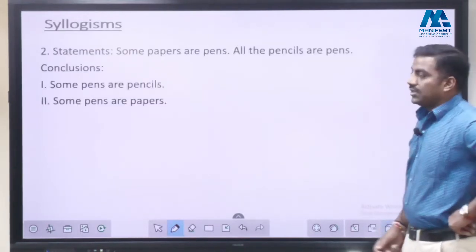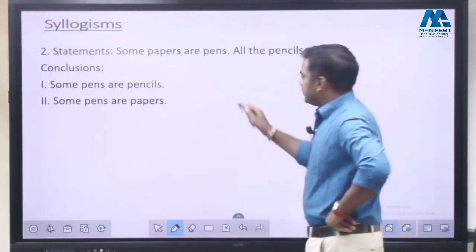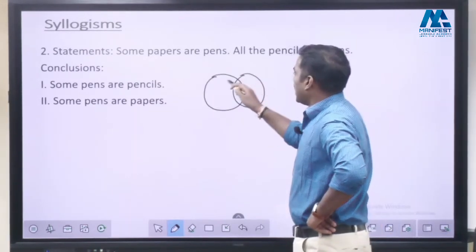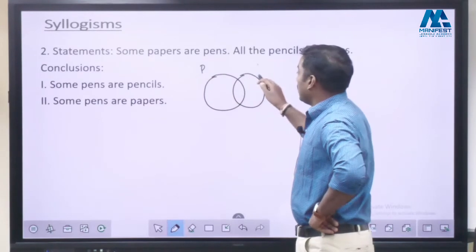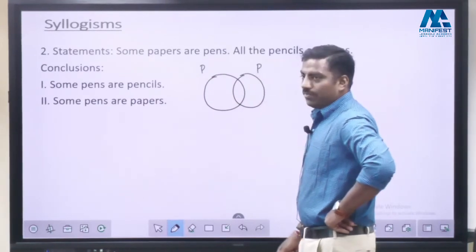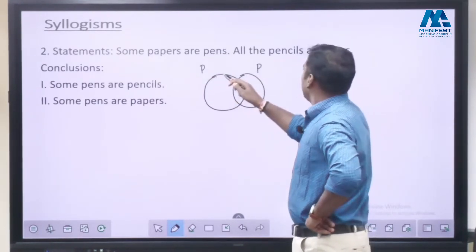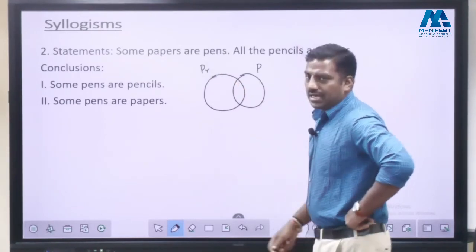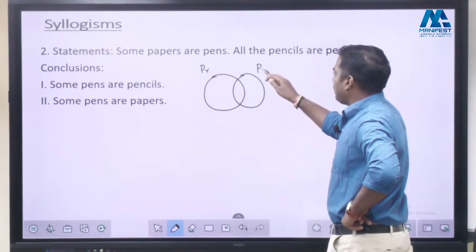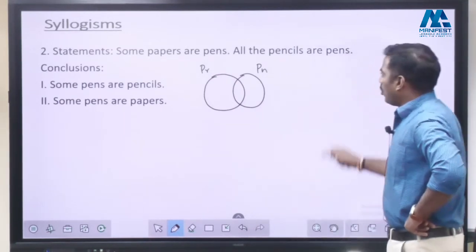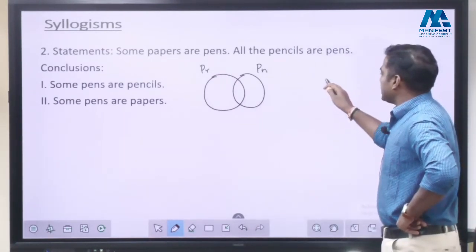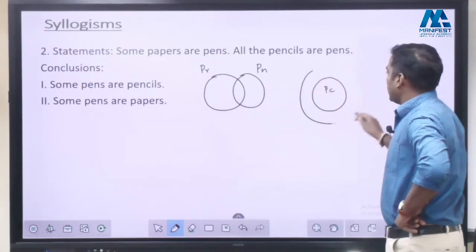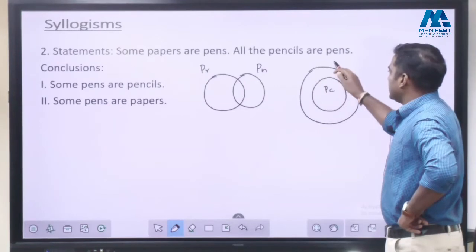Next. Some papers are pens. Both start with P, be careful. So I'll write this as paper, PR, and for pens, I'll take PN. And one more diagram, all the pencils, I'll take this as PC, and pens.